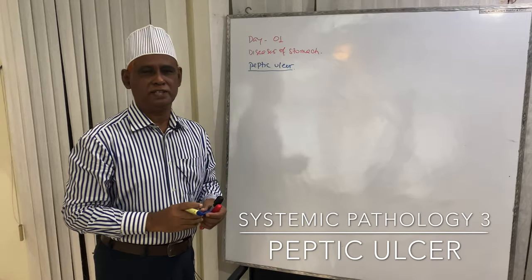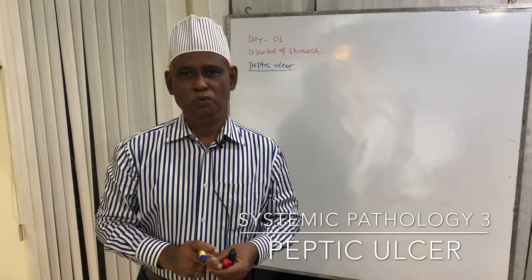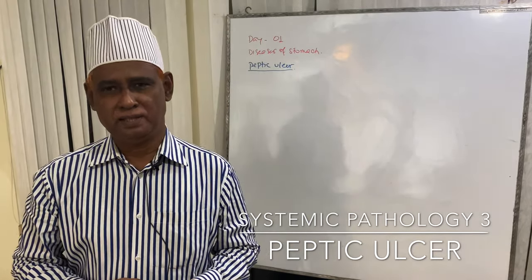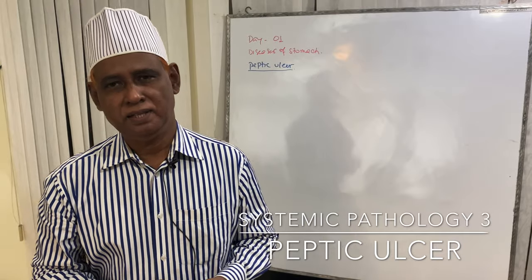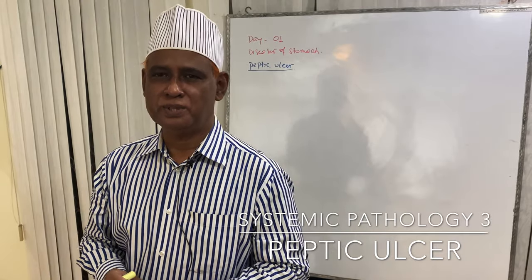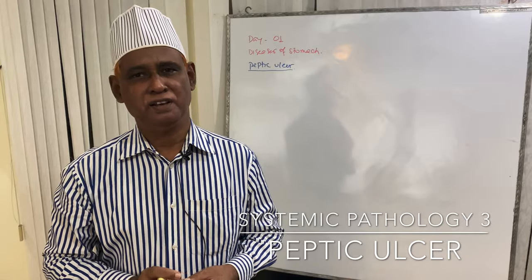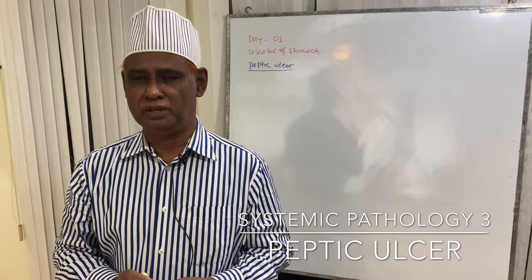First, we are going to discuss peptic ulcer. We have to recapitulate what an ulcer is. Ulcer is the discontinuation of surface epithelium due to sloughing out of inflammatory necrotic tissue.